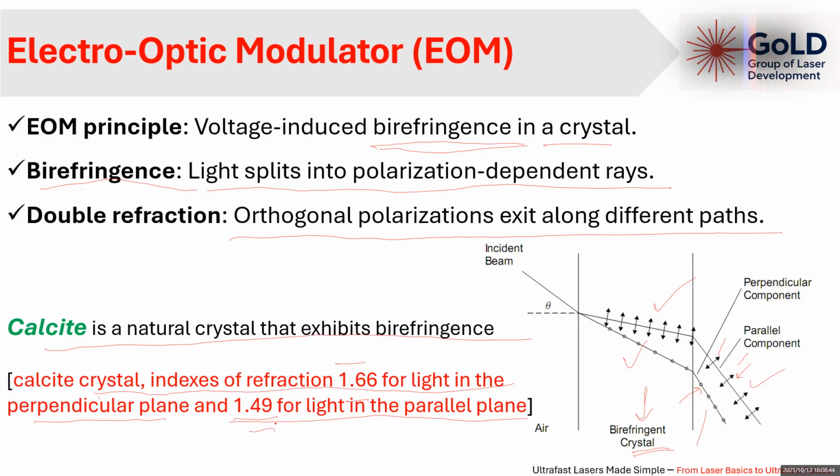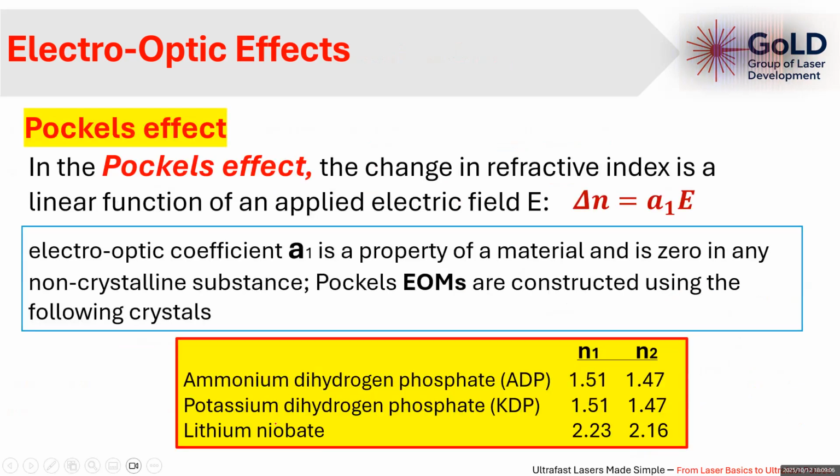Okay, so we can utilize this kind of property. Calcite is a natural one, but there are many materials which can be birefringent, artificially, or you can manufacture them somehow. So the electro-optic effect, actually the Pockels effect. We study the Pockels effect first in this slide.